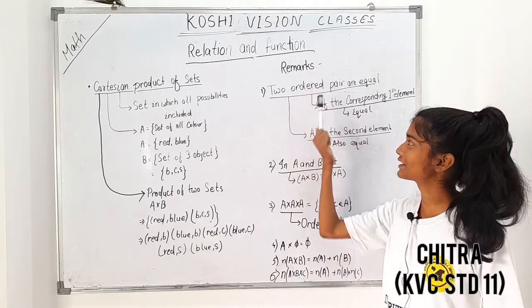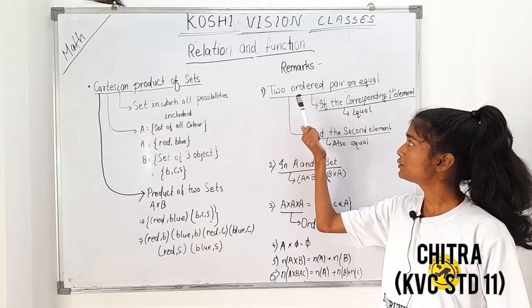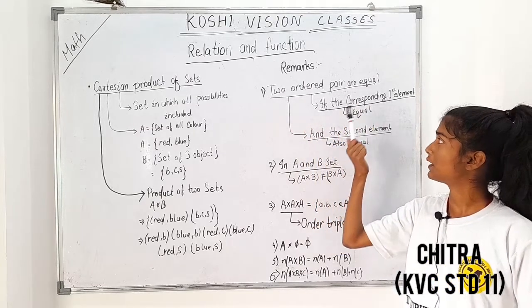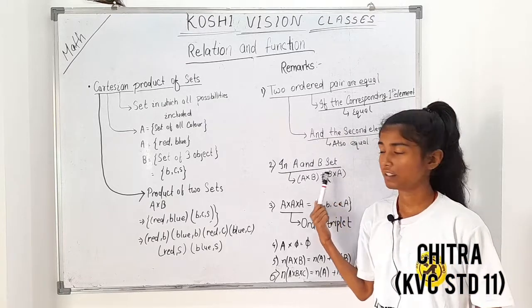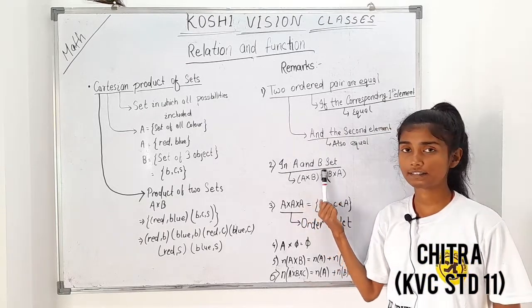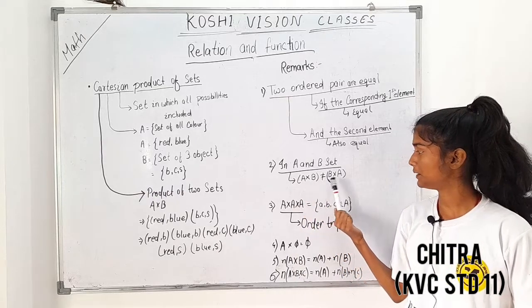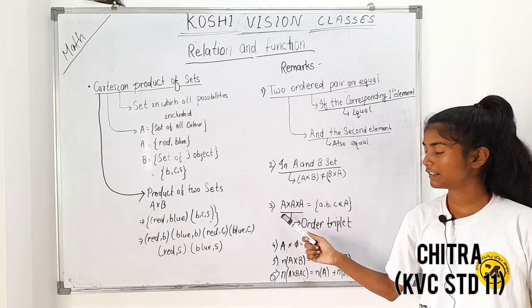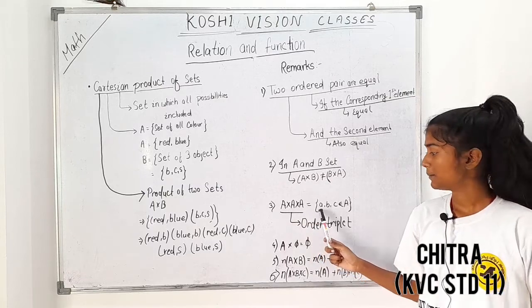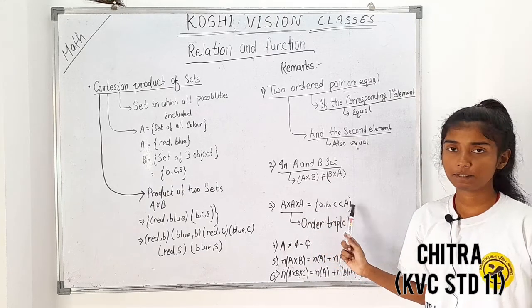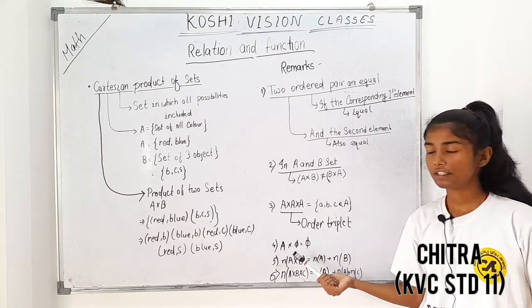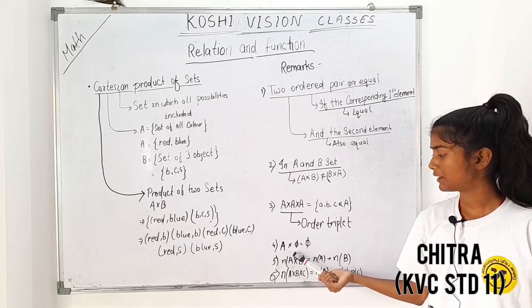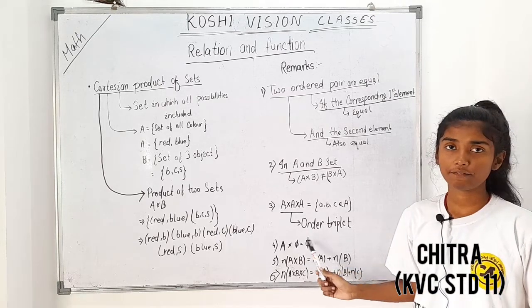There are some remarks. First, two ordered pairs are equal if their corresponding first elements are equal and the second elements are also equal. Second, if A and B are sets, then A cross B is not equal to B cross A. Third, A cross A cross A, in which (a, b, c) belongs to it, is called an ordered triplet. And fourth, if we multiply A with the null set, then we get the null set.